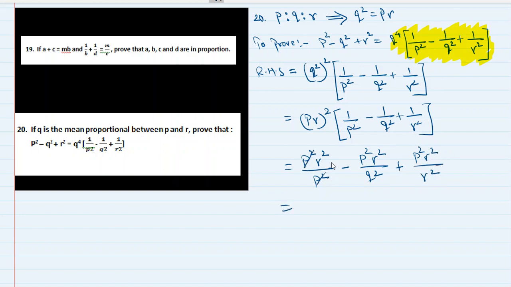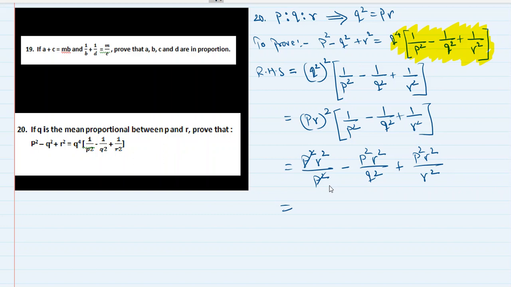So P square will cut over here. Okay, here we have got P square R square, which is nothing but PR the whole square with it, which is nothing but Q square, right? Hey, wait. Q square was PR, Q square the whole square. So this is PR the whole square, that is P square R square.